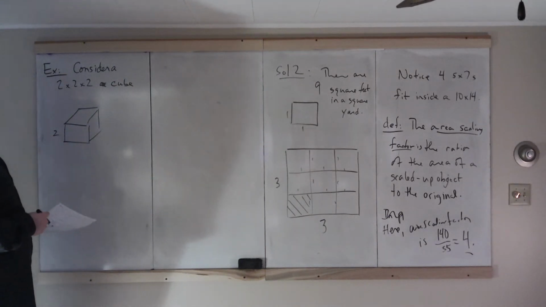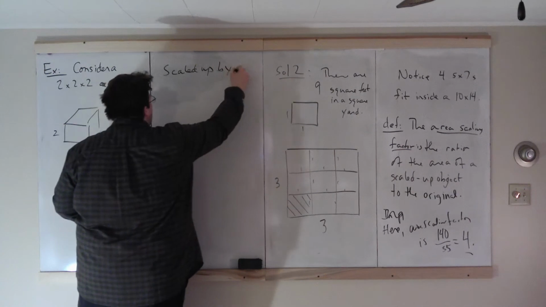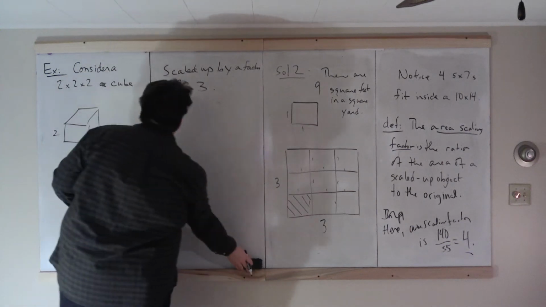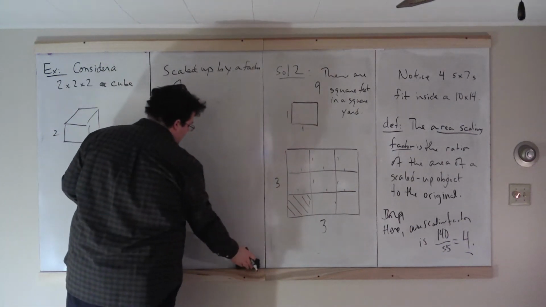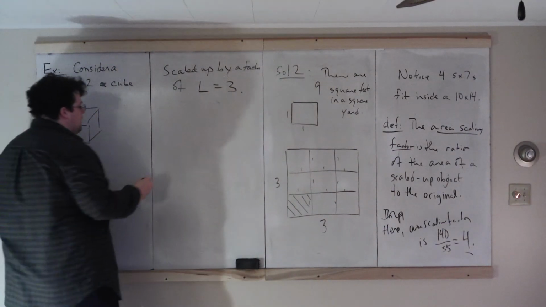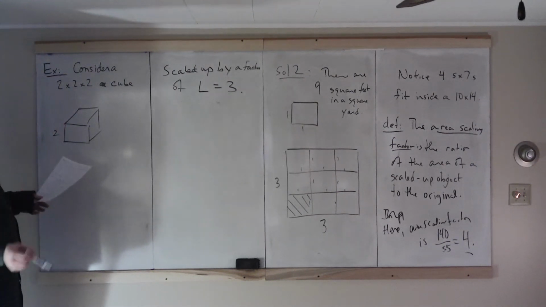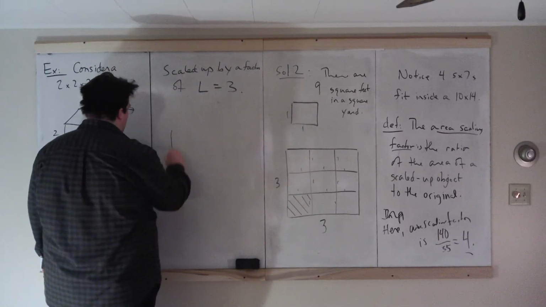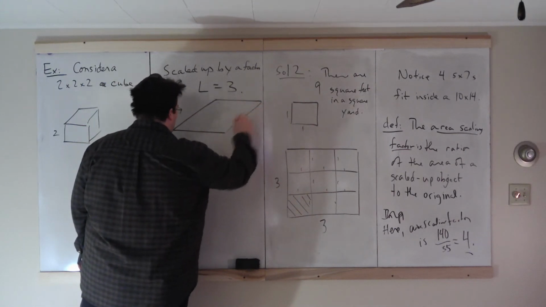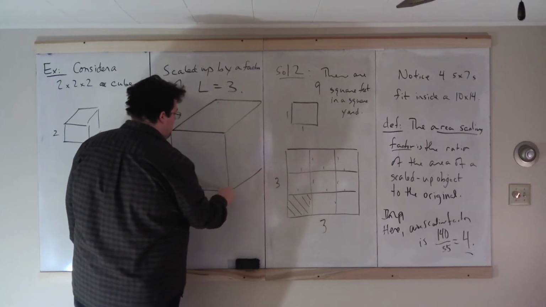Scale this up by a factor of 3. So I'll say scaled up by a factor of 3. Meaning here L equals 3. So maybe I'll say that. Scale up by a factor of L equals 3. Because we have been using L for that. Well, what would that look like? Well, scale up by a factor of 3. Instead of a 2 by 2 by 2 cube, we're going to have a 6 by 6 by 6 cube. So let's draw a 6 by 6 by 6 cube.